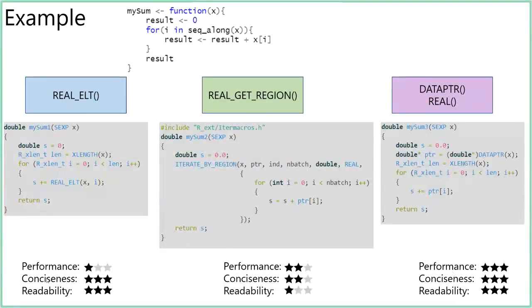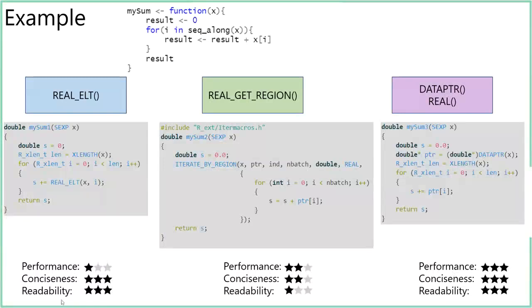Now let's talk about conciseness. You can clearly see the size of the code by looking at the code blocks. The first one and the third one are the most concise. And the second one, even though it's not lengthy, you still have a few more lines to write.